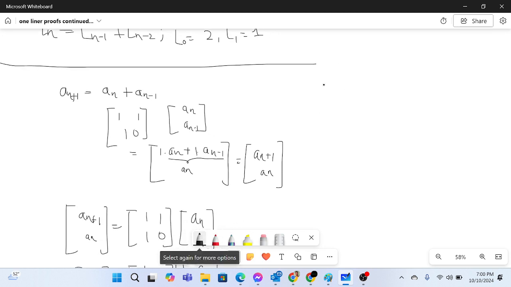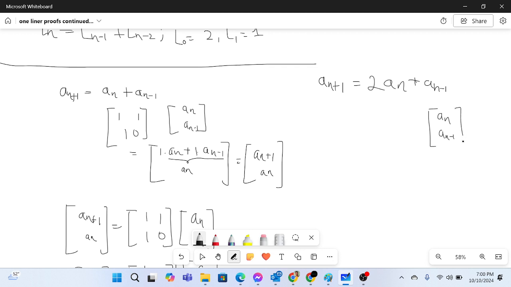So let's say I have a(n+1) equals 2a(n) plus a(n-1). How can you capture this? Okay, now over here, let's say I have a(n) and a(n-1). Now what I want is, over here there should be a(n+1). I want the result to be a(n+1) and a(n), right? So that the same set of vector for the n plus 1 term will be generated.